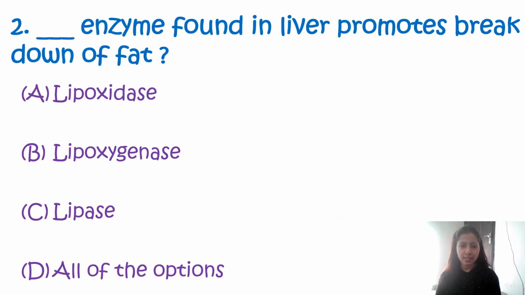Question number 2. Enzymes found in liver promote breakdown of the fat. Which enzyme is found in liver which promotes the breakdown of the fat? Option A, lipoxidase. Option B, lipoxygenase. Option C, lipase. Option D, all of the above. So the enzyme which is found in liver that promotes the breakdown of the fat is the enzyme lipase. Actually ये जो enzyme है lipase, it catalyzes the hydrolysis of fat and breaks it down into fatty acids and glycerols. So my correct answer will be option number C, that is lipase enzyme.